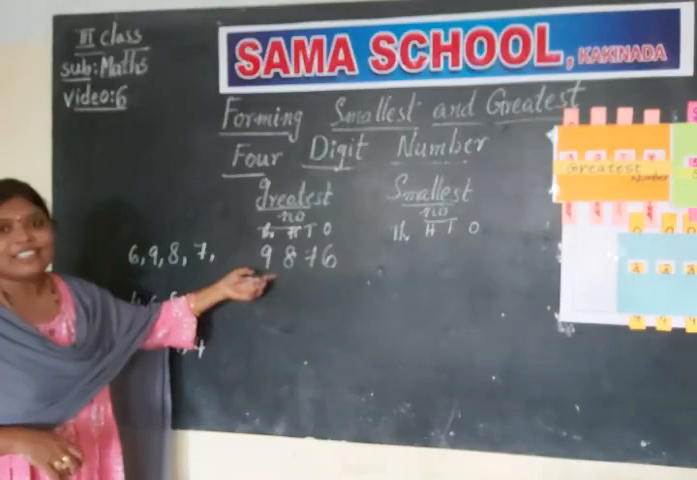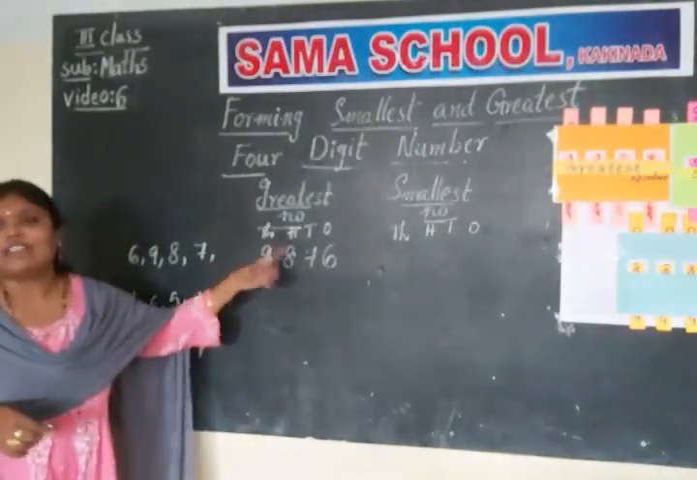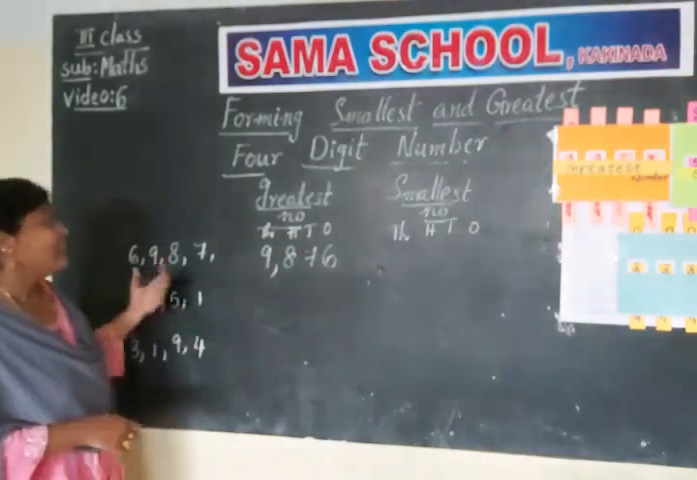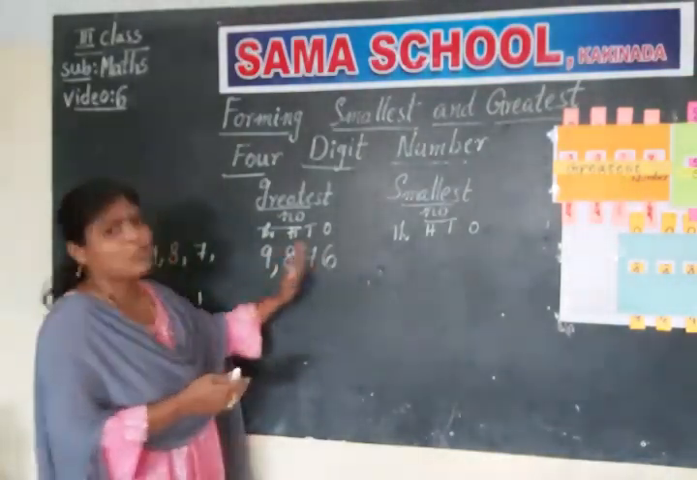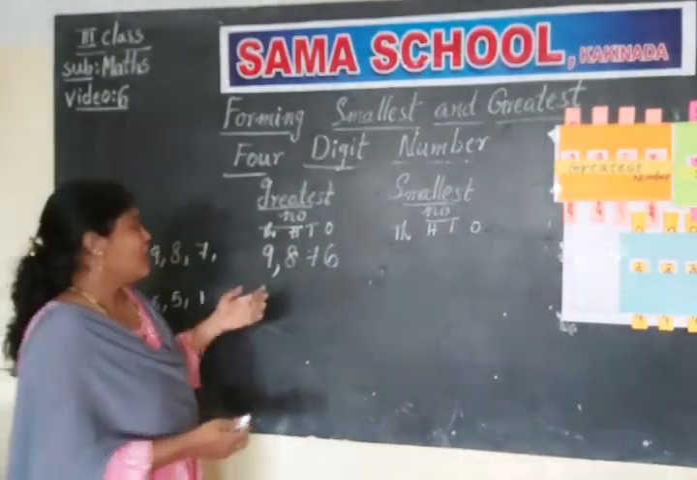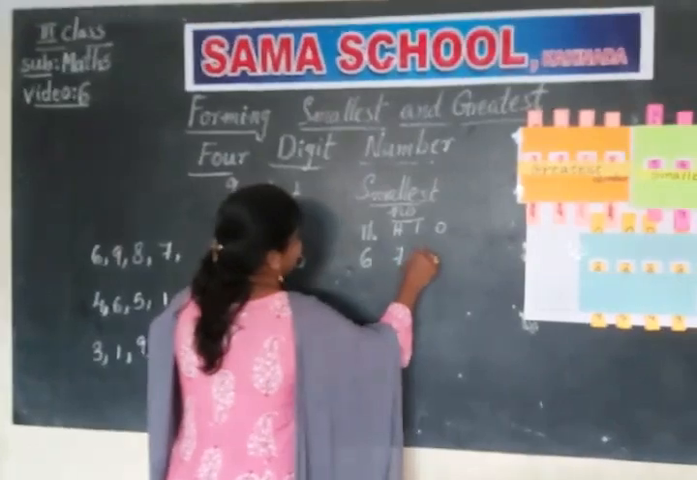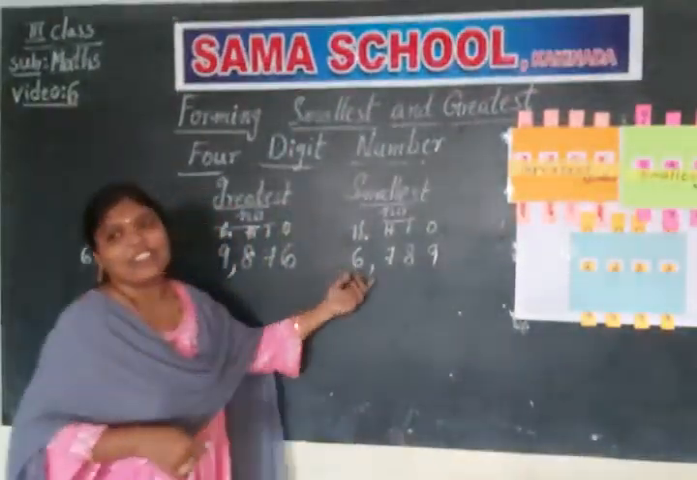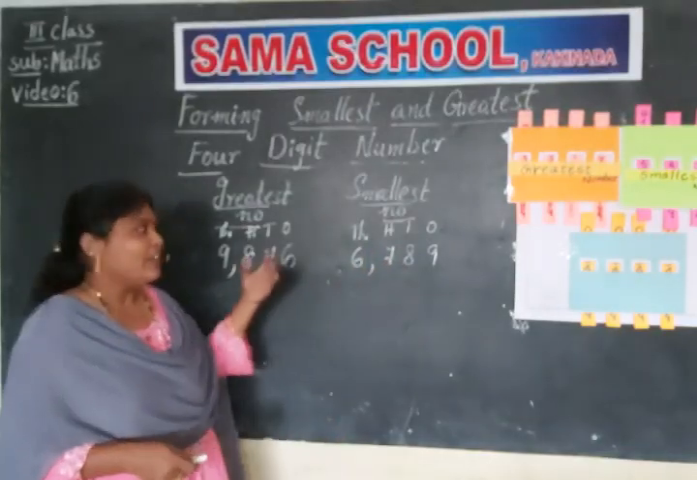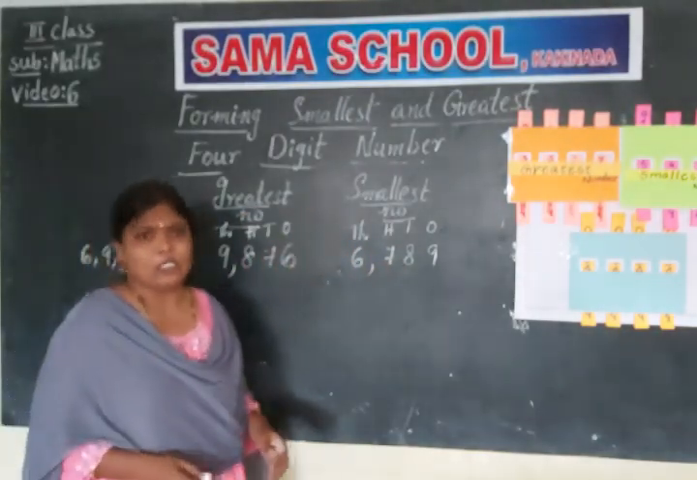So, what is the greatest number? 9876. And the smallest number? No need to write, just reverse it. What is the number here? 6, 7, 8, 9. 6789. You can reverse it or you can write in ascending order also.